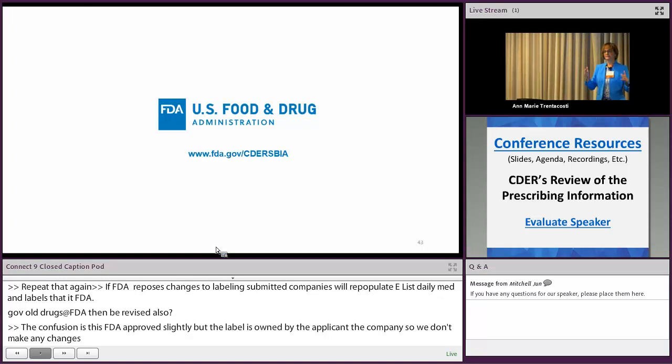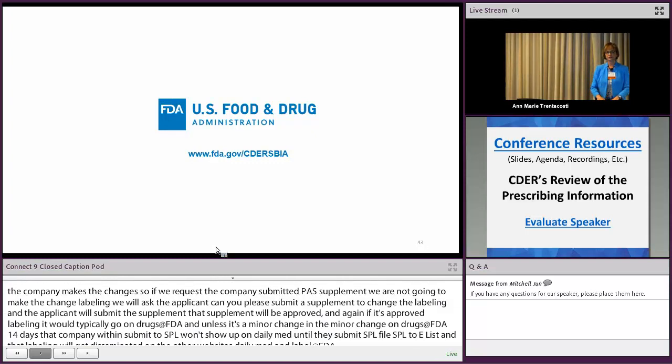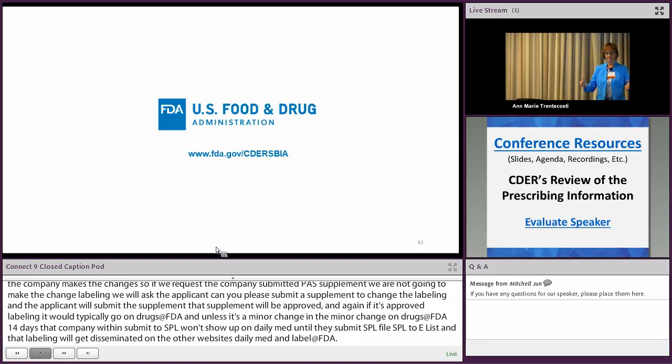Within 14 days, that company would then submit to SPL. It won't show up on DailyMed until they submit the SPL file to eList, and then that labeling will get disseminated on the other websites, DailyMed and labels.fda.gov. So we, FDA, don't actually make the change. We don't make labeling changes. It's the applicant who makes the changes. The only place you could see FDA-approved labeling when we approve the labeling is on Drugs@FDA.